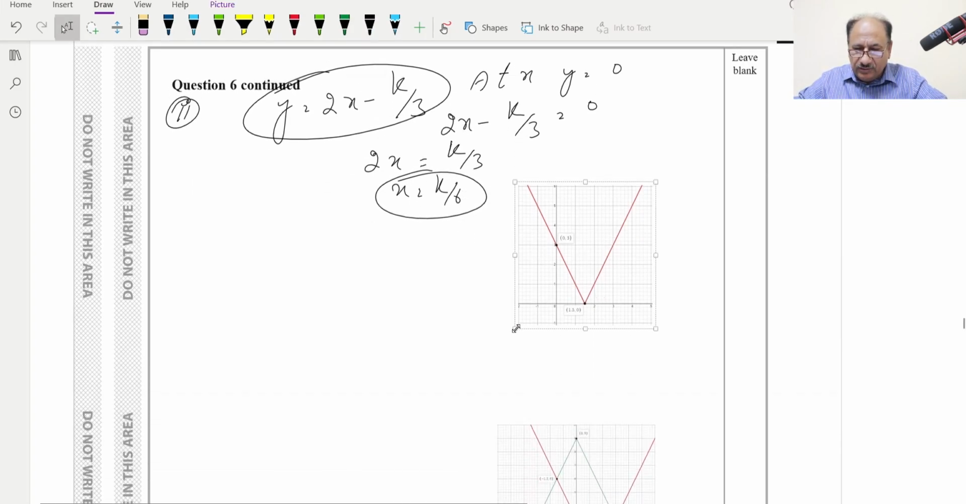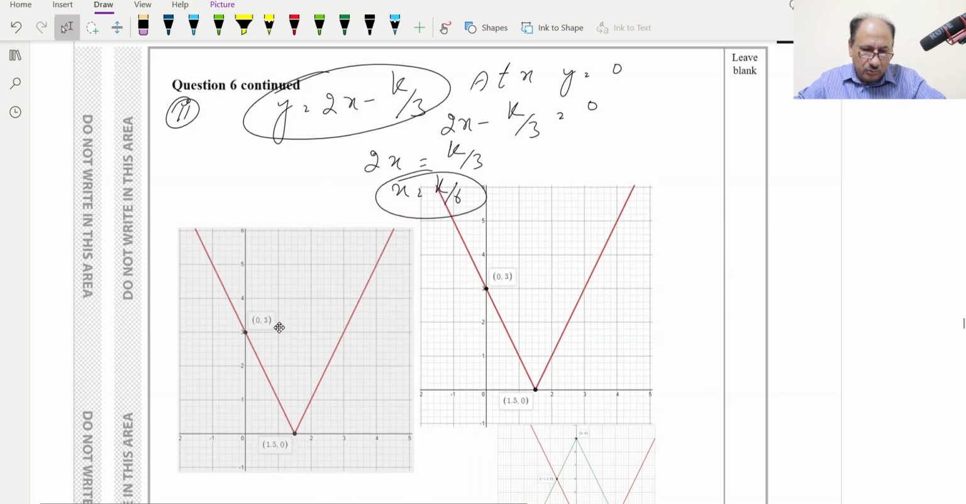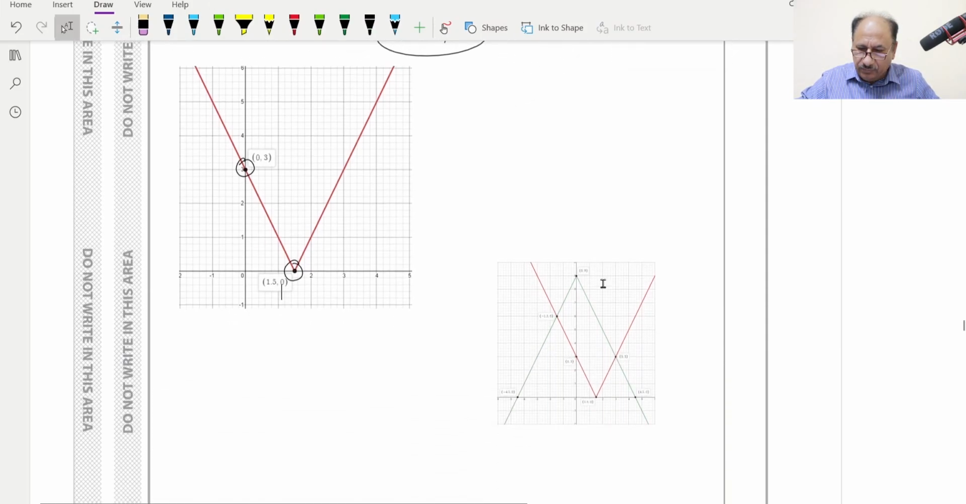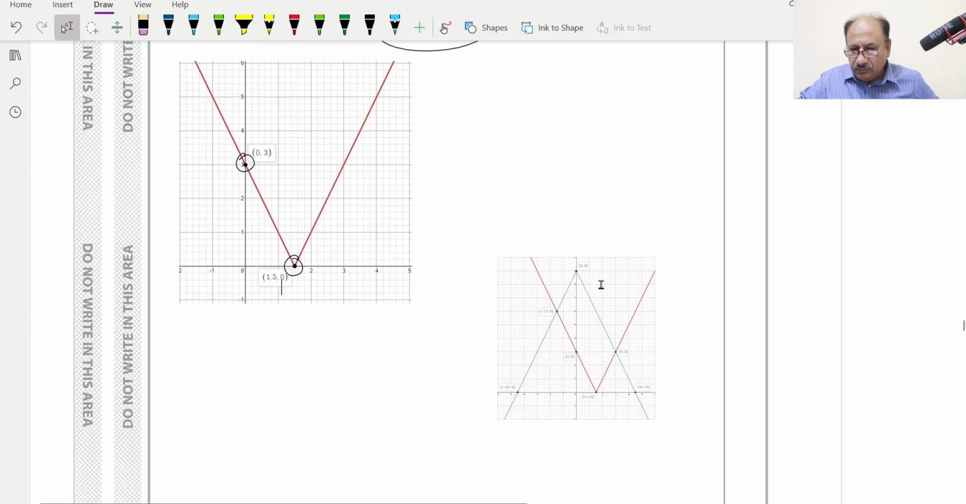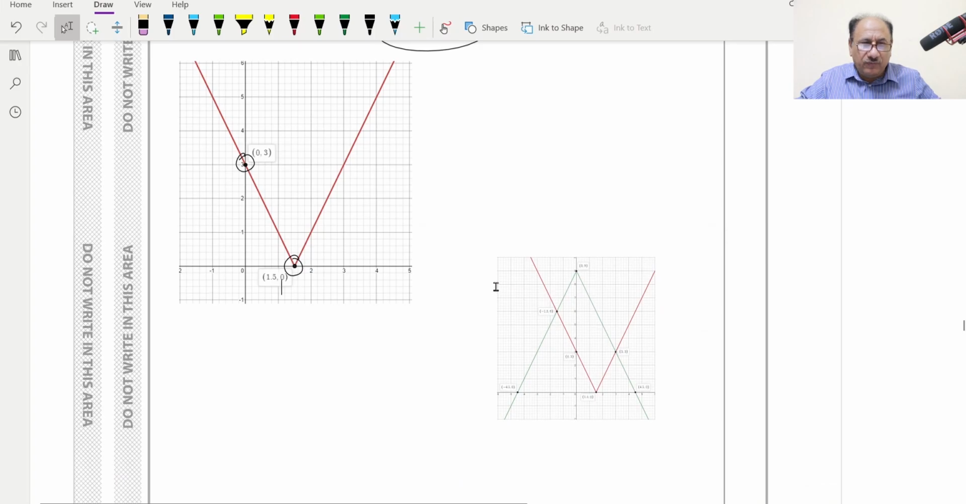Now if we check this graph which I have inserted for you, if we have taken k, if this side is 3, this will be k by 2, this is k by 2, right? And this will be k by 6. How will we get k by 6? That also we can check from this graph.